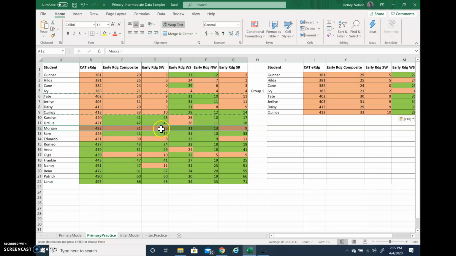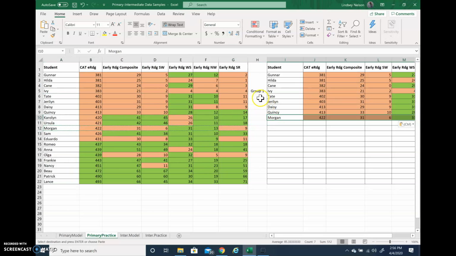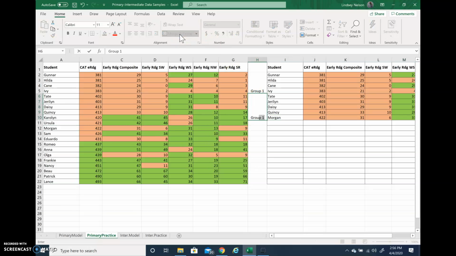Morgan also has a 6 in her sight words, which is actually even a little lower than some of her classmates. And she's also struggling over here in her last data point with sentence reading, and it's fairly consistent with what I'm seeing up here. Morgan seems to be a pretty good fit in group number 2. I'm going to add Morgan to that second group then.